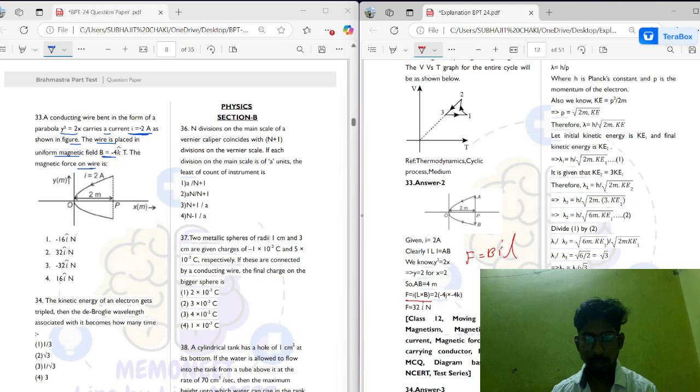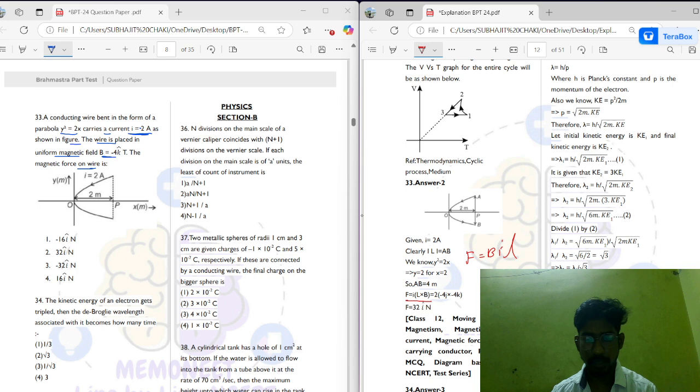And L is given as, what is the L? L is equal to 4j. Okay, y equals 2x, that means for y equals 4, x will be equal to 2 only, right? Therefore, 2 into 4 into 4 is 32, so 32 i cap will be there.